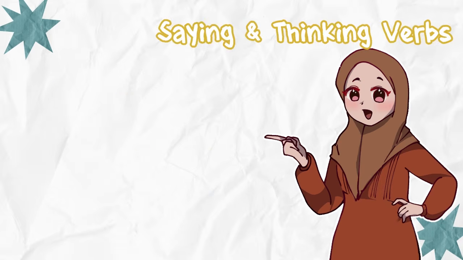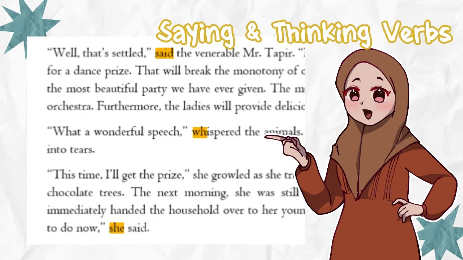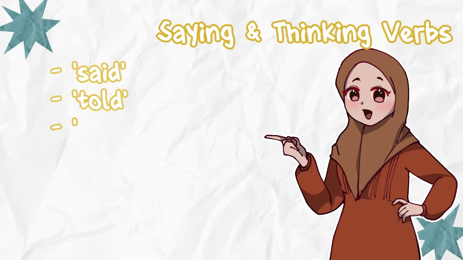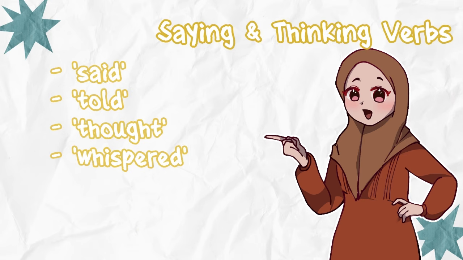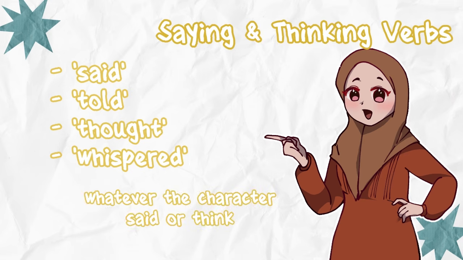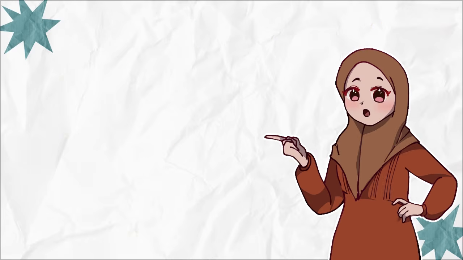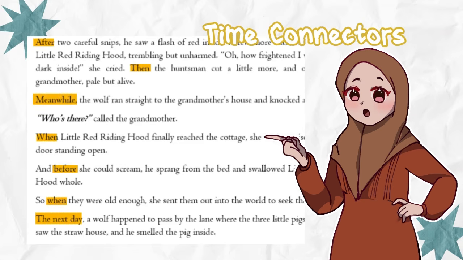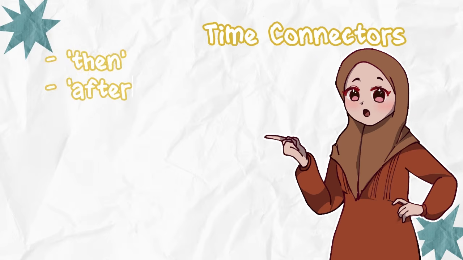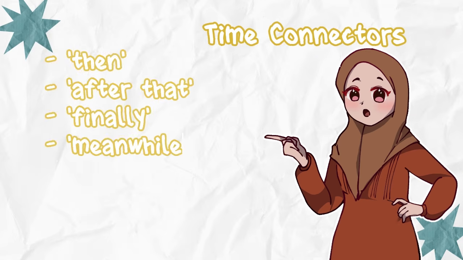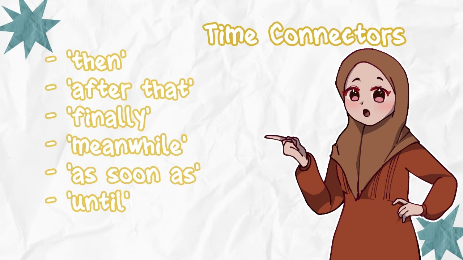Then, saying and thinking verbs. These tell us what characters say or think, like said, told, thought, whispered. They show us the characters' words and what's going on inside their head. Also, time connectors, because narrative is basically events happening one after another. You need words that connect the timeline. Words like then, after that, finally, meanwhile, as soon as, until. They show when things happen in what order.